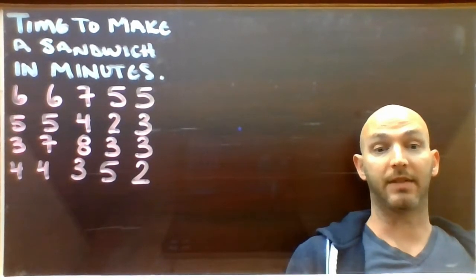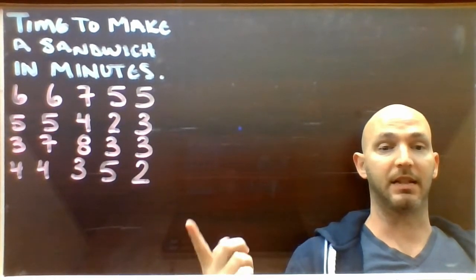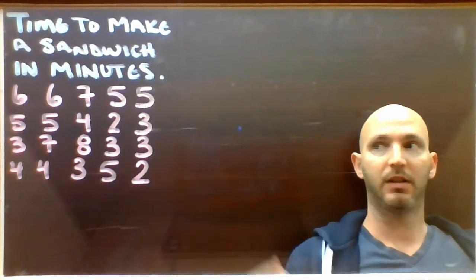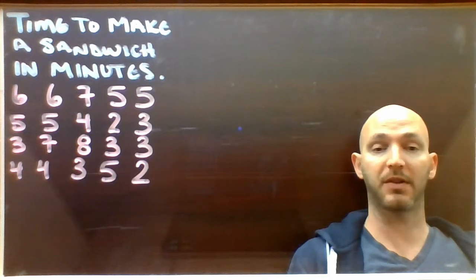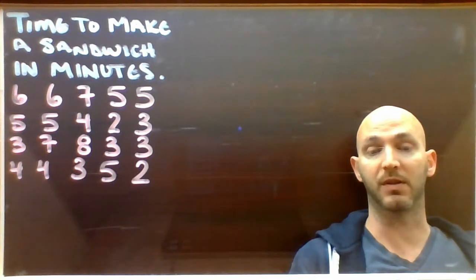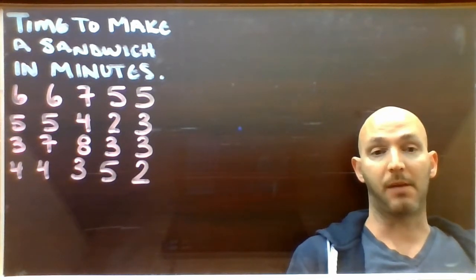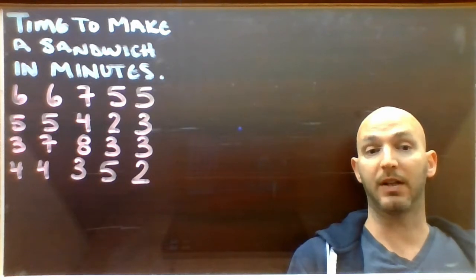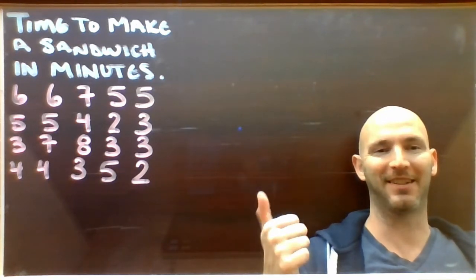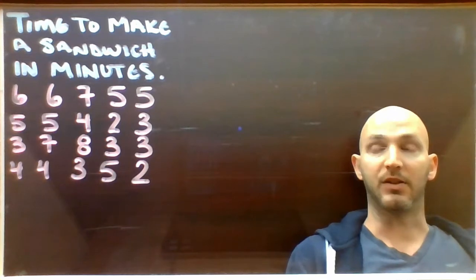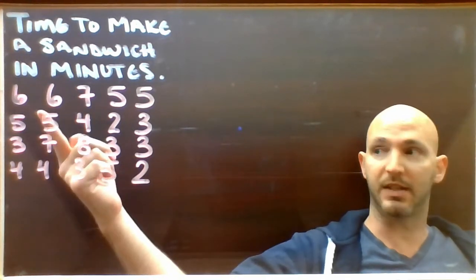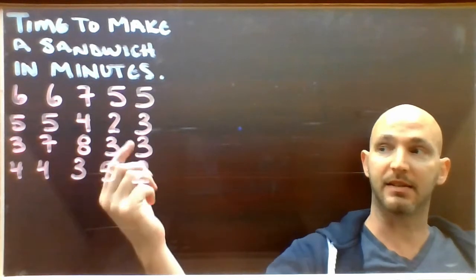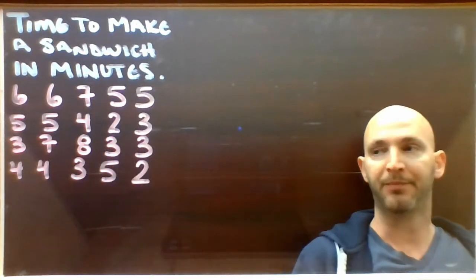So we have a data set here, which is the time to make a sandwich in minutes. So this is like if you're at a sub restaurant or you're trying to fill some order somewhere, and people come up to you and they ask you to put their food together, and someone is clocking you, because that's important, to see how long it takes you to fill that order. So here we go. Some orders take 6 minutes, the next one took 6, the next one took 7, etc.